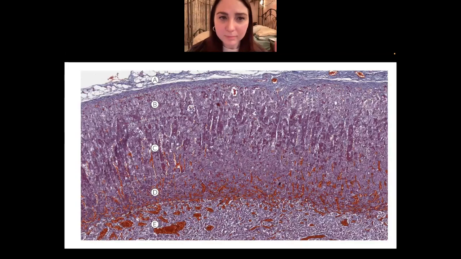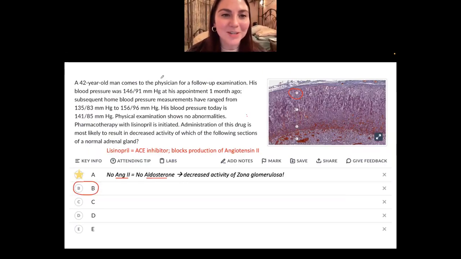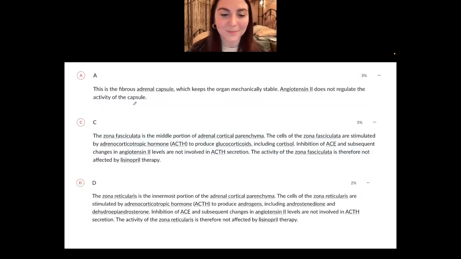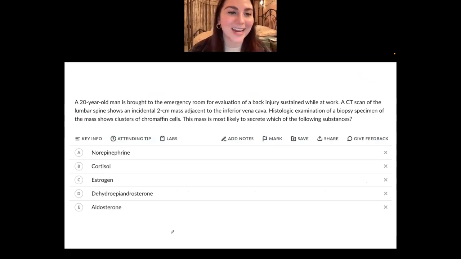A is always going to be the capsule. B is your glomerulosa, C is fasciculata, D is reticularis, and then E down here is going to be the medulla. Classically, what people do sometimes, like me probably last night, super late, is they think, oh, that's the first layer, so that's the zona glomerulosa. And they'll pick A, which no, it's B. Please just ignore me. I have the correct answer here and everything. But yeah, this is a very board style question, but I really liked it. We have talked about ACE inhibitors in the past, but okay, cool. Okay, and then the next one.